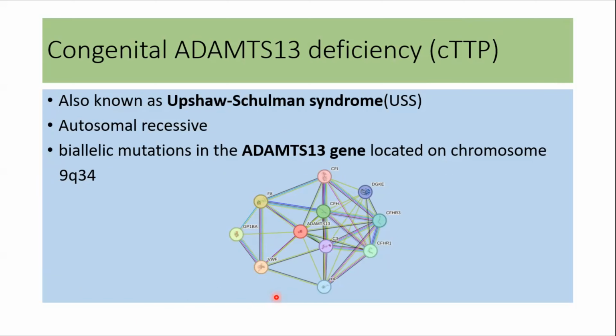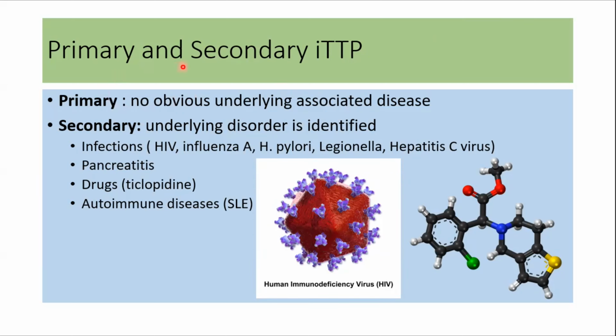Congenital ADAMTS13 deficiency or congenital TTP is also known as Upshaw-Schulman syndrome. It's an autosomal recessive disease due to the biallelic mutation in the ADAMTS13 gene located on chromosome 9q34. Immune TTP can be further classified into primary and secondary. So in primary TTP, there is no obvious underlying associated disease, whereas in secondary immune TTP, there can be underlying diseases. Infections like HIV, influenza A, Legionella, and hepatitis C are associated with secondary TTP. Similarly, pancreatitis, drugs like ticlopidine, and autoimmune diseases like SLE have been associated with secondary TTP.